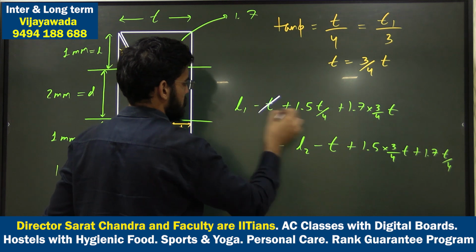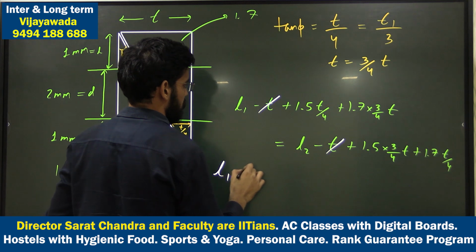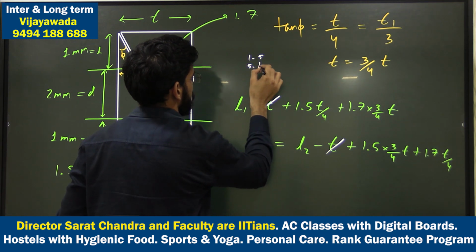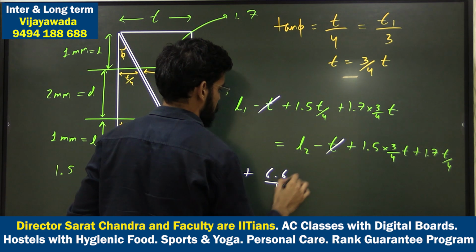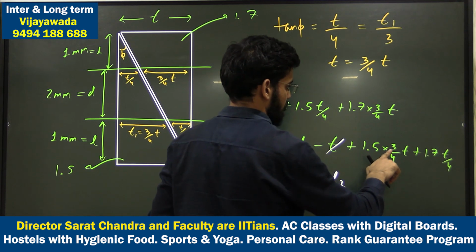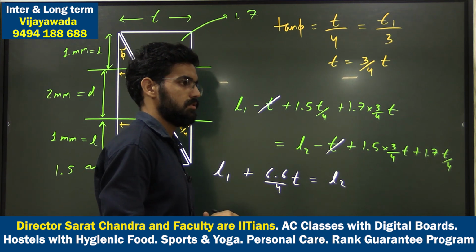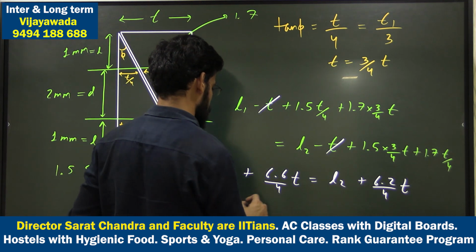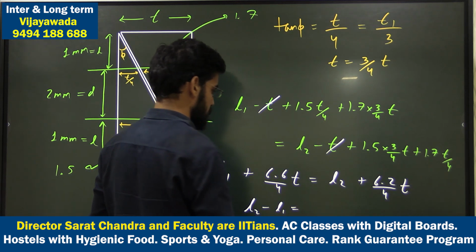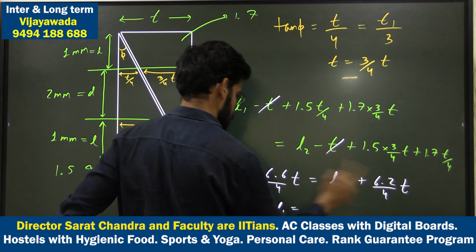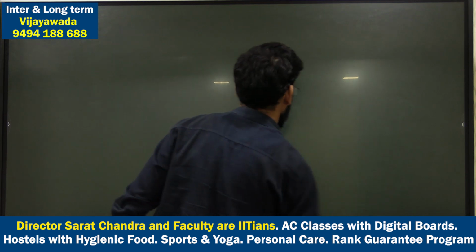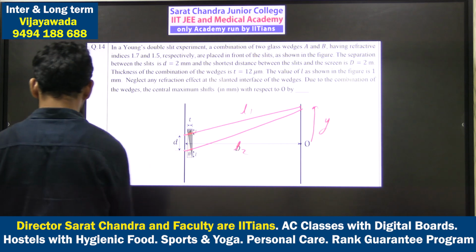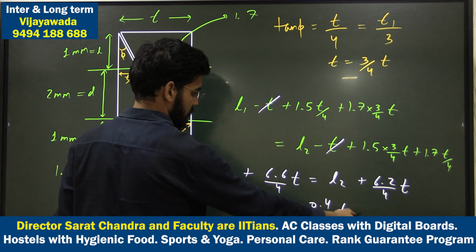So T got cancelled out first of all. Here L1, let's keep this side only, plus 1.5 plus 5.1, that is 6.6, so this is 6.6 by 4 into T equals this side L2, and this is 4.5 plus 1.7, that is 6.2, so plus 6.2 by 4 into T. So from here I know L2 is bigger, so L2 minus L1 is 0.4 by 4 into T. So what we are saying is L2 minus L1 equals 0.4 by 4 T, which means T by 10, 0.1 T will come, so T by 10.